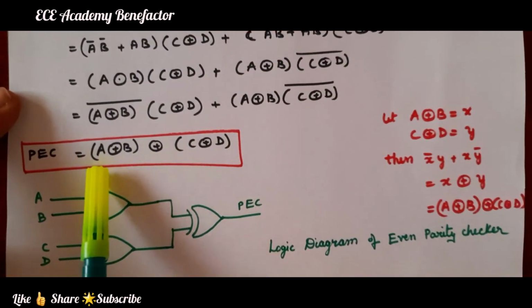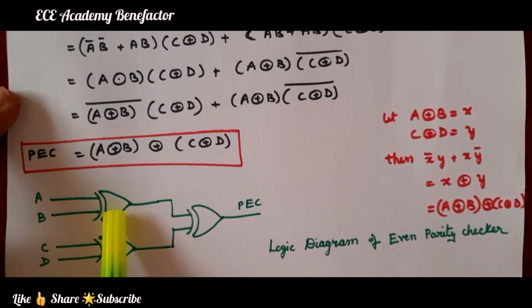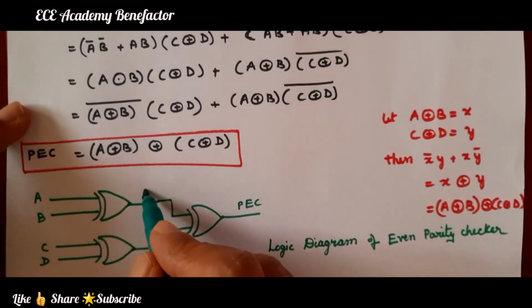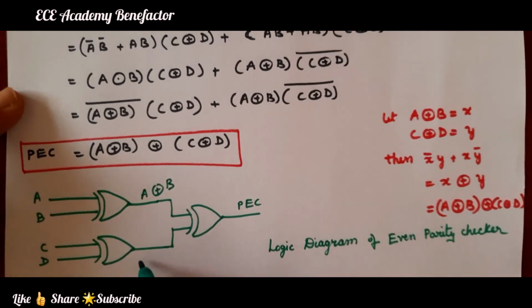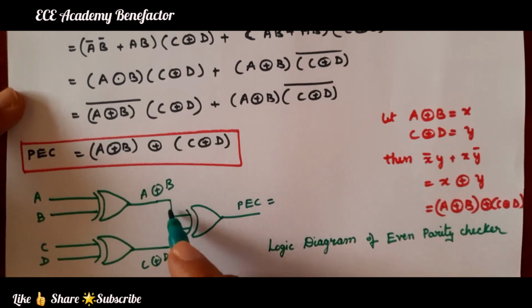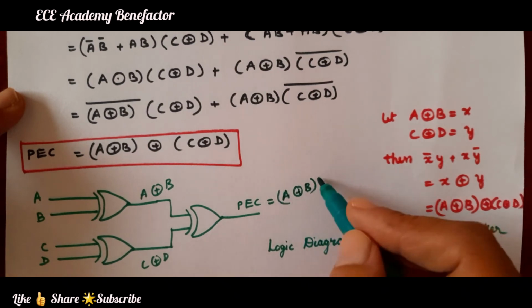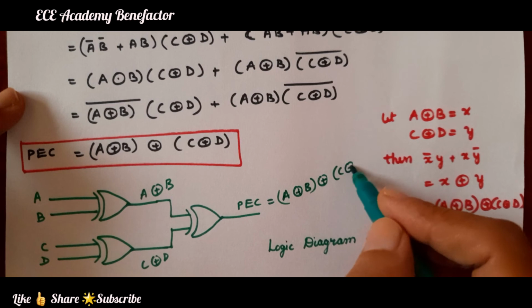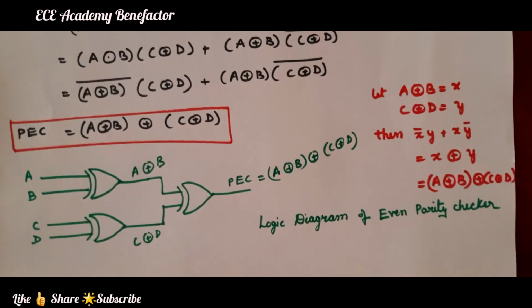So how can we draw this now? A XOR B, how can we get it? Give A and B to an XOR gate. We will get A XOR B here. By giving the inputs C and D, we get C XOR D. Both the outputs are given to the inputs of another XOR gate. We will get A XOR B XOR (C XOR D). This is the even parity checker logic diagram.